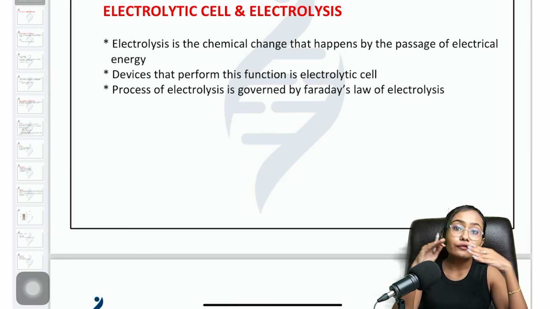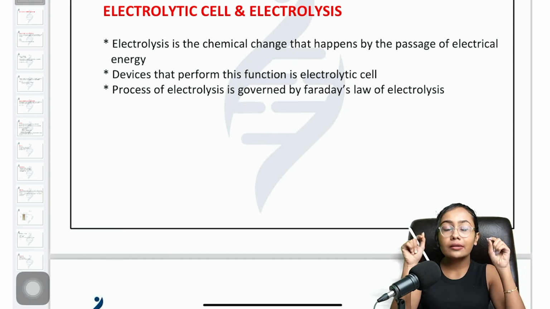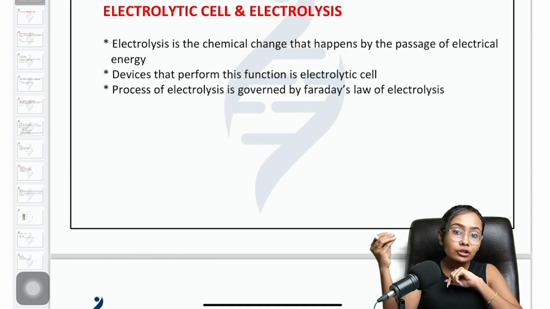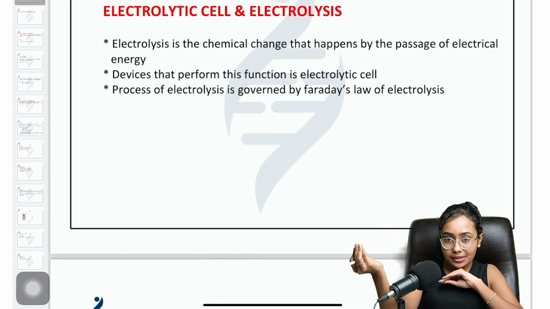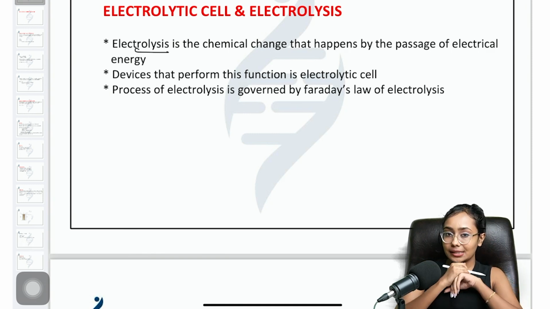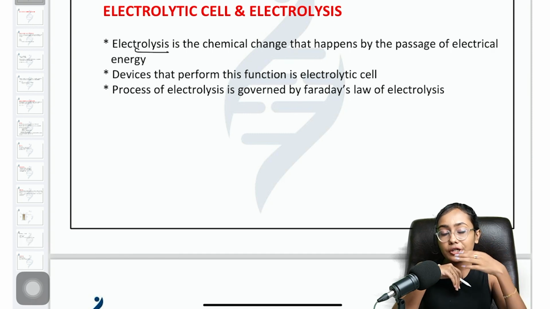but the majority of the chapter is about the electrochemical reactions, and in this part 4 we are going to deal with electrolytic cells, where the conversion is from electrical energy, and by using electrical energy we create chemical changes. Okay, so electrolytic cell: in electrolytic cells, the chemical changes happen by the passage of electrical energy. By the passage of electricity, we bring about chemical changes in a setup.